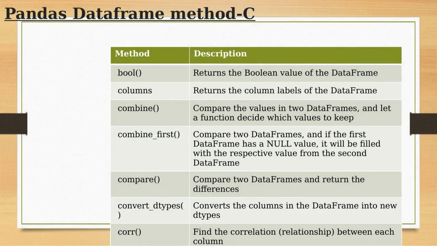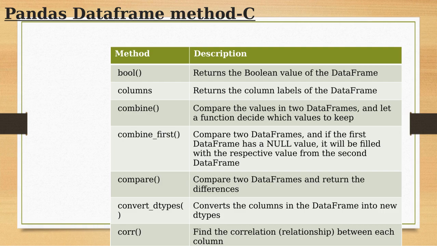In this slide, we continue exploring useful pandas data frame methods that begin with the letter C. These methods are commonly used for comparing data frames, converting data types, and analyzing relationships between columns. Let's briefly understand each method. bool() returns the Boolean value, true or false, of a data frame or series when it contains a single Boolean element. columns returns the names or labels of all the columns in the data frame.